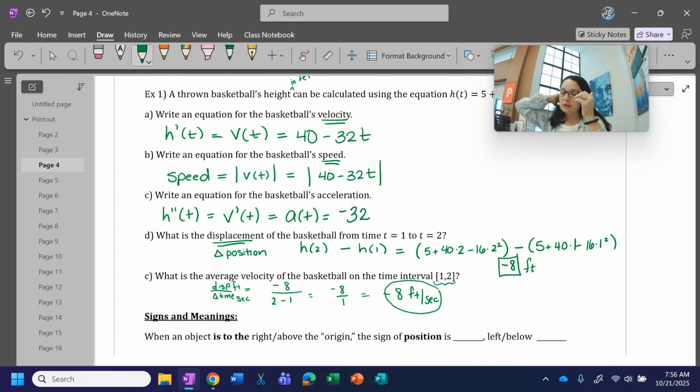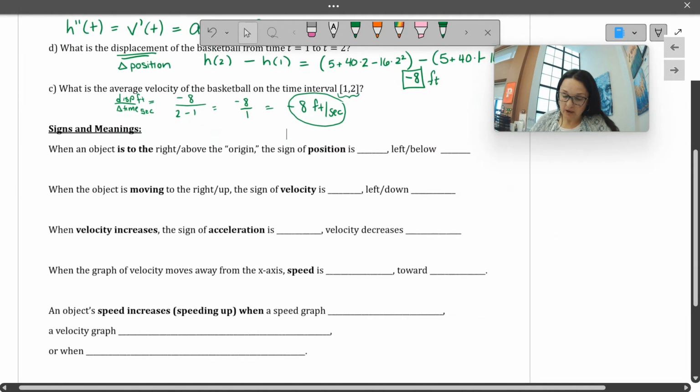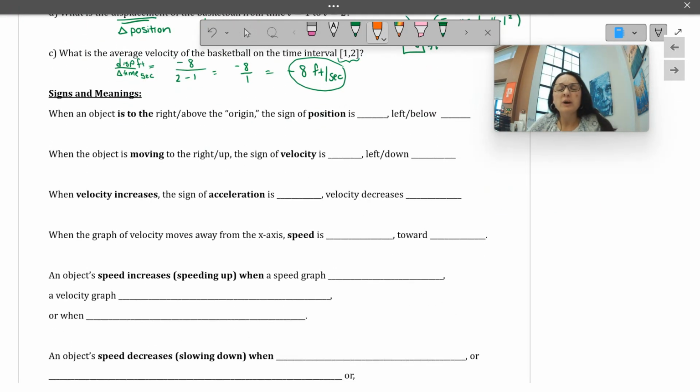Okay, so now let's talk a little bit more about some of these signs and meanings, positives and negatives, and things like that. In general, these signs make exactly as much sense as you want them to make, so it's not going to be really hard for you to memorize these sign things, but you still need to know. When an object is to the right or above some kind of origin, whether that origin be like sea level or the actual origin or some kind of reference point, you have positive position, whereas if you're to the left or below, you have negative position.